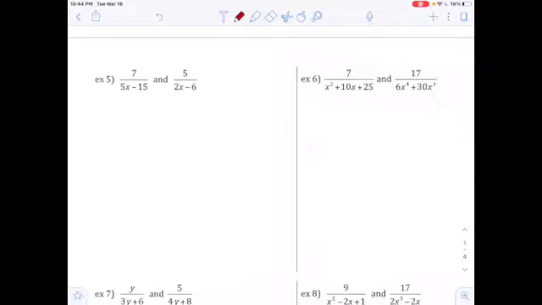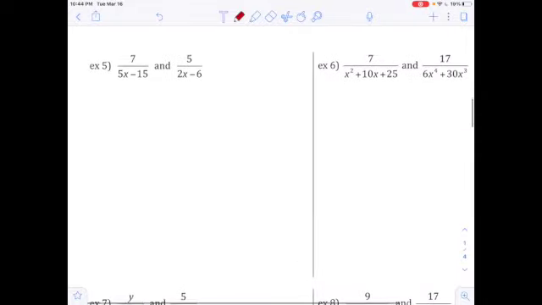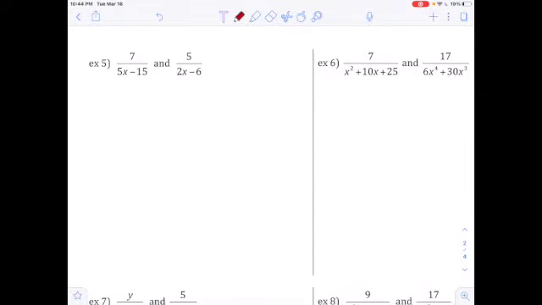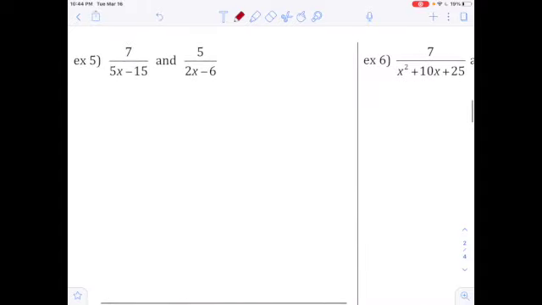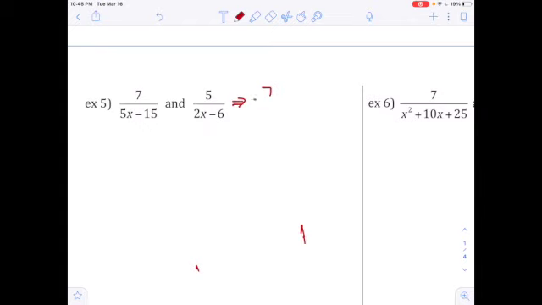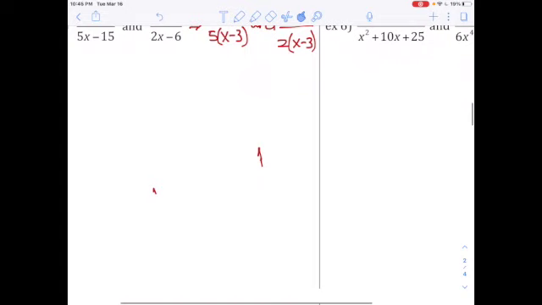When you're looking at two-term denominators, you need to remember this starts to look like factoring again. And it is. So we are going to take that and then factor 7 over 5 times x minus 3. And you pull out a 5. And you also have 5 over 2 times x minus 3. If you want me to show you the long way, it's totally okay.